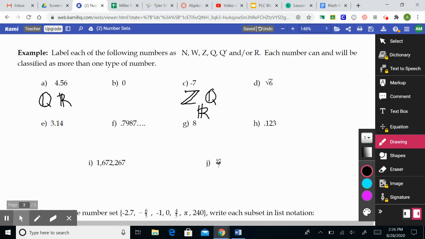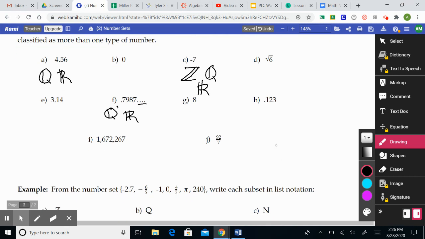So that brings us to rational or irrational. Well, since it's non-terminating, it goes on forever. That means it's going to be irrational or Q prime. But irrational numbers are still real numbers, so we'll put our real number in there as well. Now let's talk about example I.